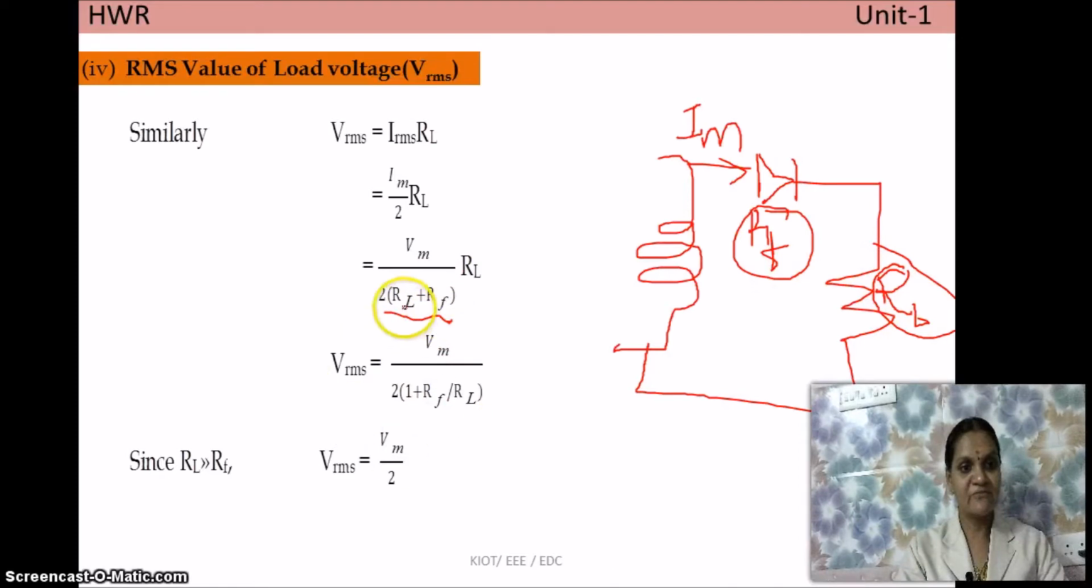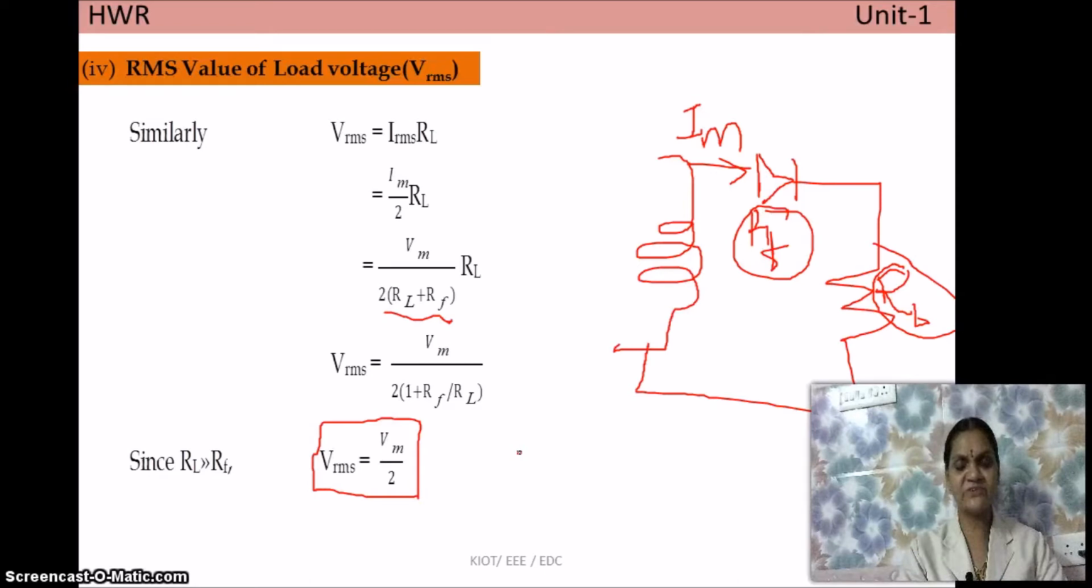Again by simplifying, you bring RL outside, and this becomes 1 plus RF by RL. So this RL and this RL get cancelled. The load resistance RL is very high compared to the diode forward resistance RF. When the denominator is a very high value, RF by RL results in a very small value, which becomes negligible. So this can be written as Vm divided by 2. So VRMS equals Vm divided by 2 is the RMS value of voltage in a half wave rectifier.